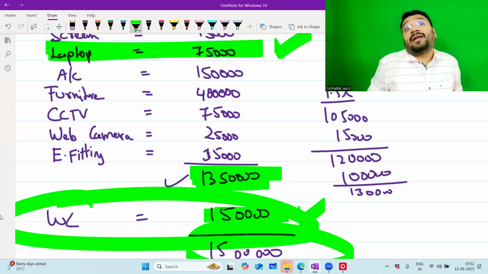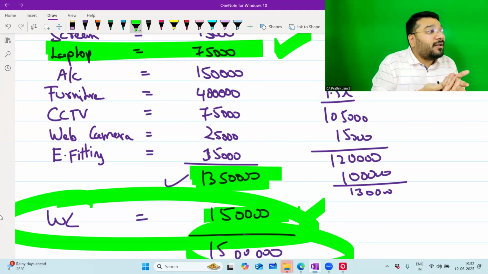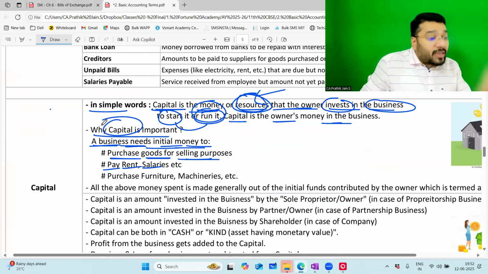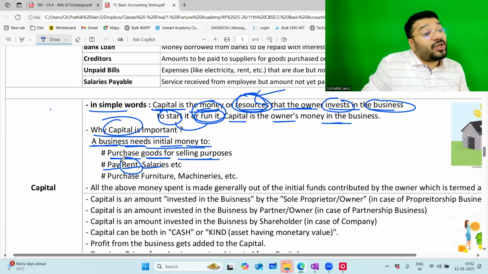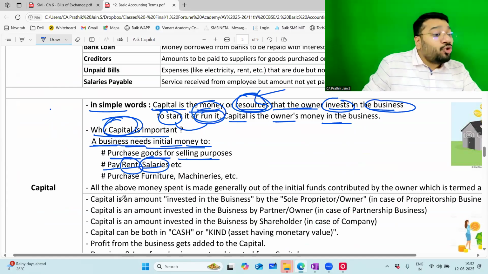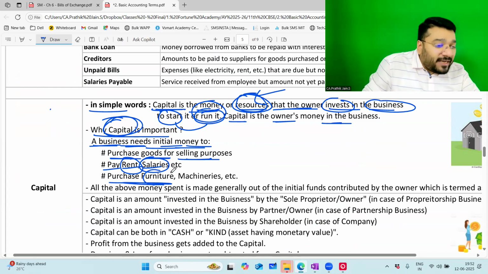Because in the first month I may not get any customer, I need some money to take care of my business expenses. For that, we will invest this money in the form of capital. Capital is used to pay the initial rent, initial salary, and initial expenses of the business. Not just that, with this money you also buy assets such as furniture and machineries.